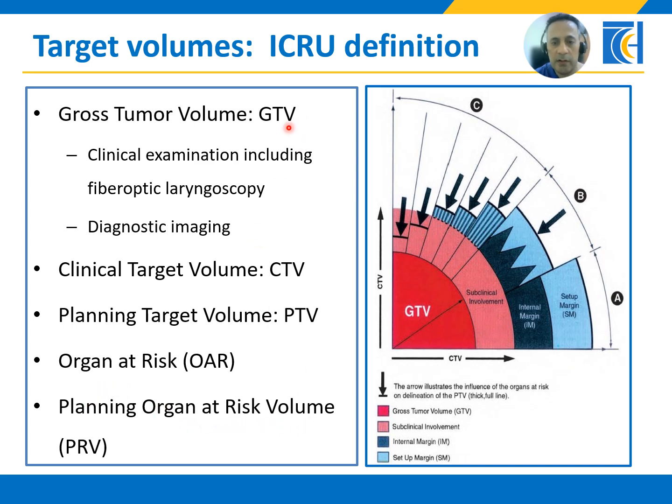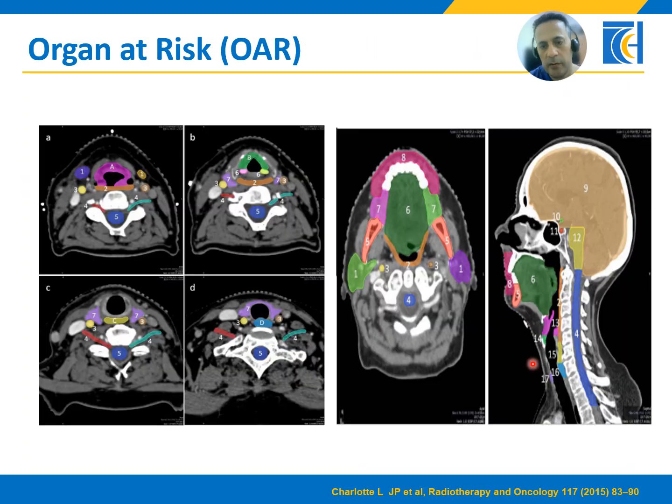So GTV, or gross tumor volume, by definition is not only what you see in diagnostic imaging. In early stage laryngeal cancer, you only see thickening, irregularity, and just some small areas of enhancement. So it's very important to rely on a clinical examination, including laryngoscopy. Then you add a clinical target volume margin where you think that there is a microscopic disease. Then you add your setup margin.